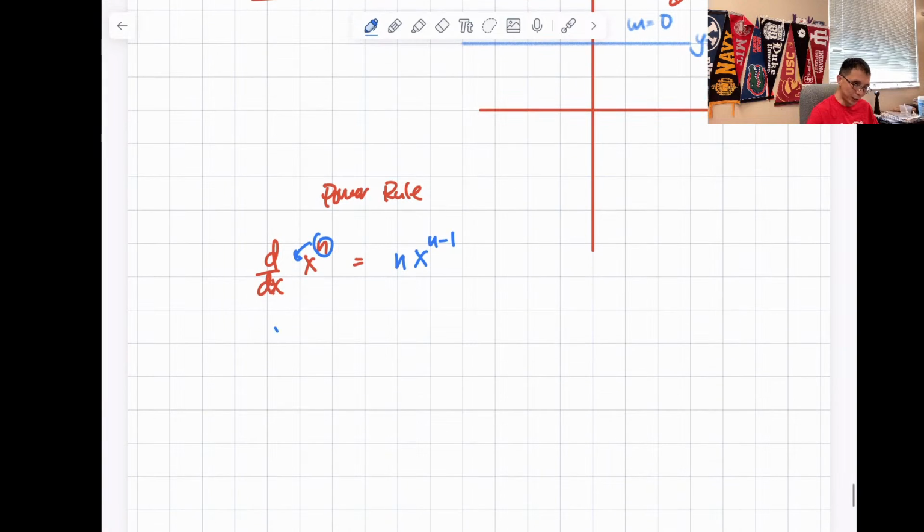Imagine that you want to take the derivative of x squared. What's the derivative of x squared? Well, 2 is going to be in the front, right? So 2 is in the front, but the power is going to subtract 1, so it'll be 2x. Super easy.